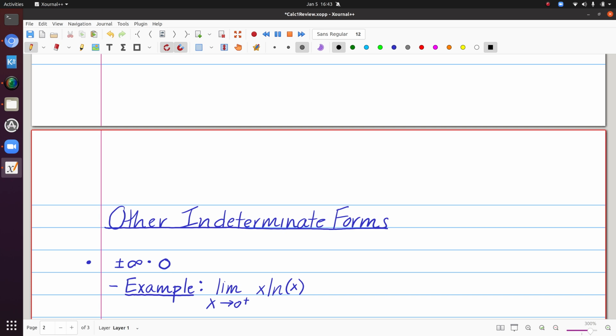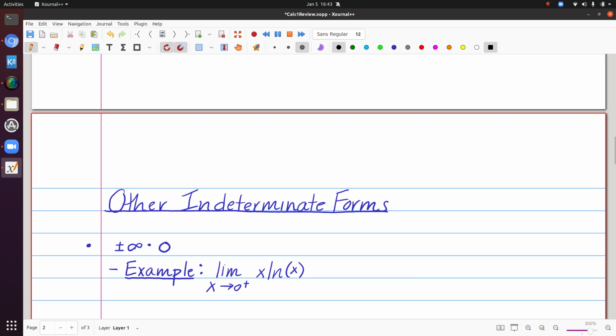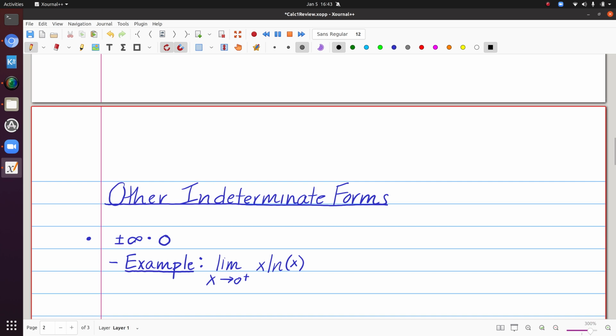In order to use L'Hopital's rule, I have to have a ratio of two functions, either of the indeterminate form 0 over 0 or plus or minus infinity over plus or minus infinity. So one type is if you have a product of two functions such that the limit of one of them is approaching plus or minus infinity and the other one is approaching 0. Why is this indeterminate?